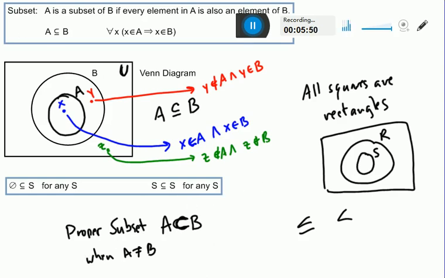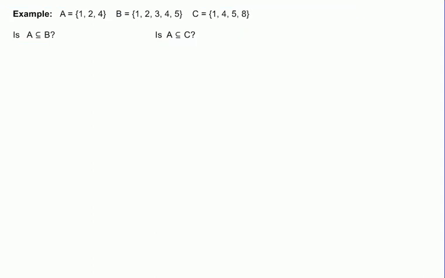Here's a more typical example of what you would be asked to do as a subset problem. So here are three sets. A equals the elements 1, 2, and 4. B is 1, 2, 3, 4, and 5. And C is 1, 4, 5, and 8. One simple question you might be asked, and you'd probably be asked to explain this, is A a subset of B? Well, in order for A to be a subset of B, everything in A also has to show up in B.